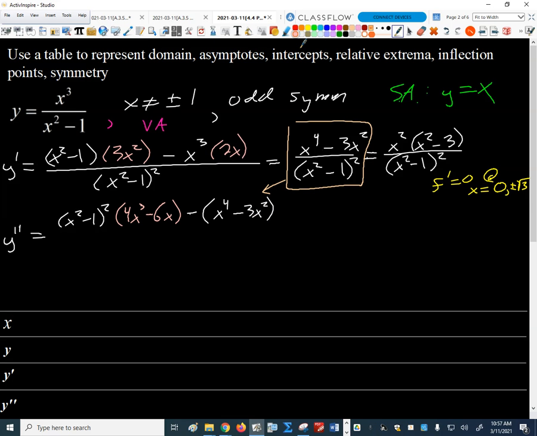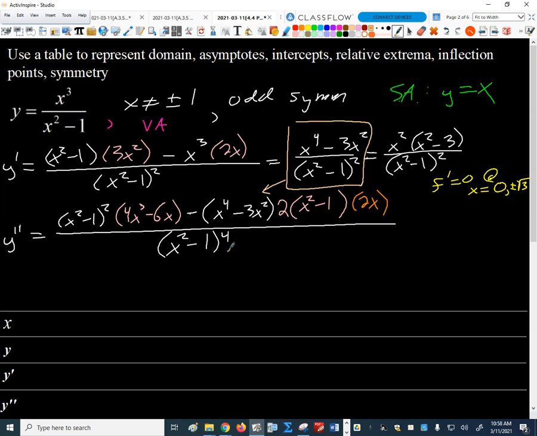And that's a chain rule issue, isn't it? On the bottom, when I differentiate the bottom, I've got a hand squared, so I've got to do 2 times the quantity to the 1 times the derivative of the quantity, which is 2x, all divided by the bottom squared. So the quantity x squared minus 1 squared is to the fourth.